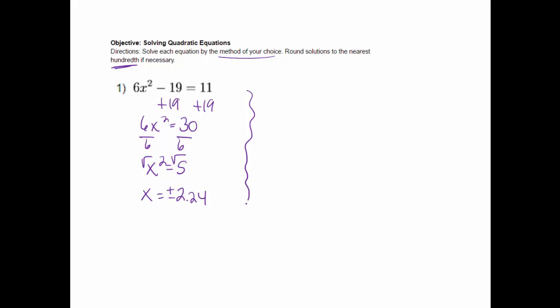Right, if you prefer to work this the quadratic formula way, let me just make sure that we have it set up correctly for that. Quadratic formula, it must equal 0, so we're going to subtract 11 from both sides. And then when we go to put this together, very important, these are like terms, so we're actually going to write them together. So I'm going to have 6x squared, negative 19 minus 11 is negative 30 equals 0.